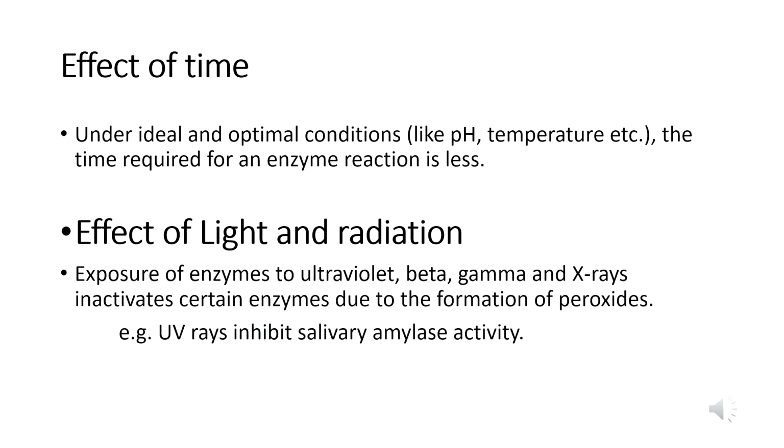Next is the effect of time. Under ideal and optimum conditions like pH and temperature, the time required for an enzyme reaction is less. The last factor is the effect of light and radiation. Exposure of enzyme to ultraviolet rays, beta rays, gamma rays and X-rays inactivates certain enzymes due to the formation of peroxides. For example, UV rays inhibit salivary amylase activity. So these are all the factors which affect the enzyme velocity.